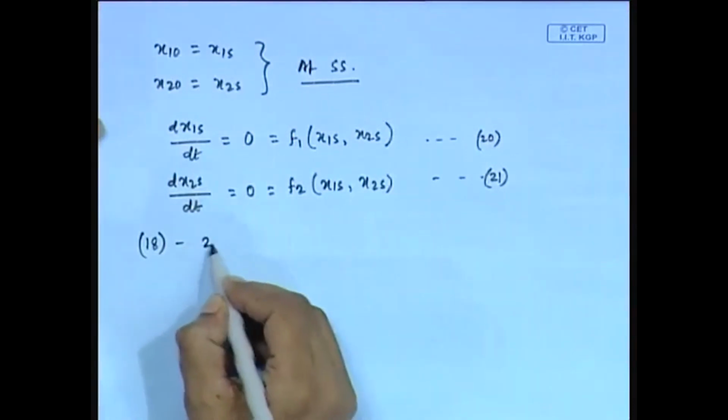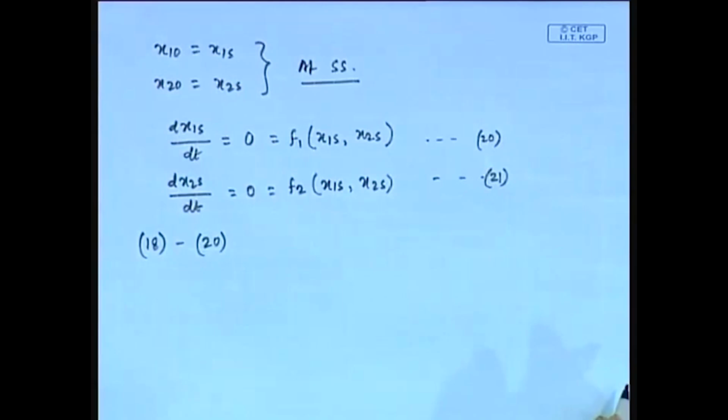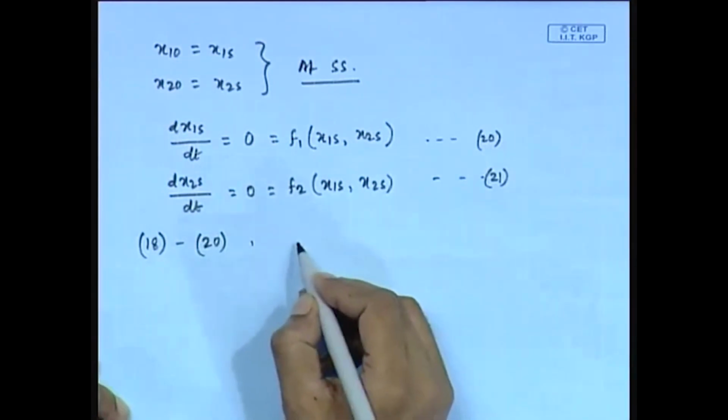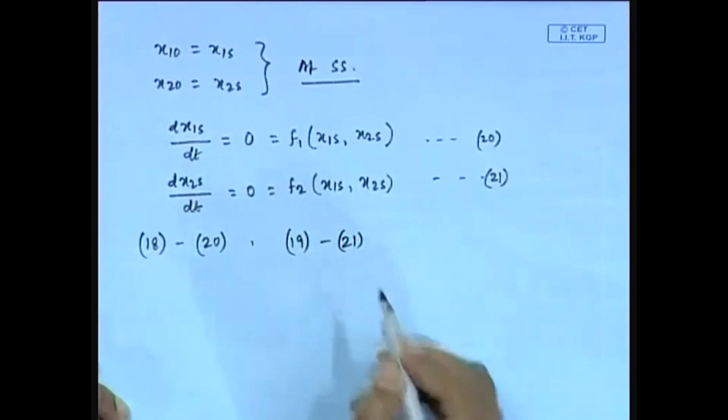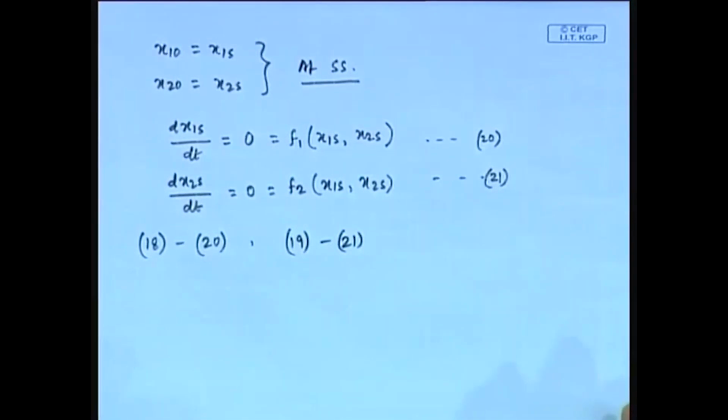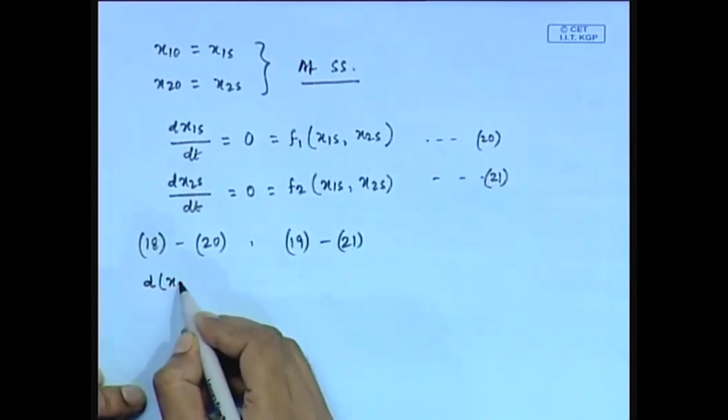So, what we need to do in the next step to represent in terms of deviation variables, we have to subtract the steady state models from linearized models. Fine. So, next we will subtract equation 20 from 18. Similarly, we have to subtract equation 21 from 19. Basically, we are subtracting the steady state modeling equations from linearized modeling equations. So, what equation will we get for the first state equation?